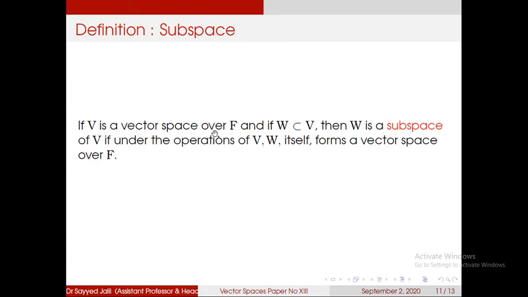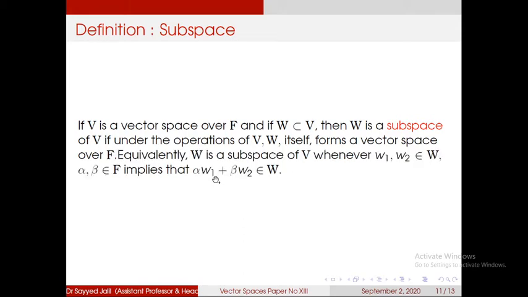If V is a vector space over F and W is a non-empty subset of V, then W is a subspace of V if W itself forms a vector space under the same operations of V. Or equivalently, if we take two members of W and two scalars from F, then their linear combination, that is alpha W1 plus beta W2, is again a member of W. If this holds, then we say that W is a subspace.